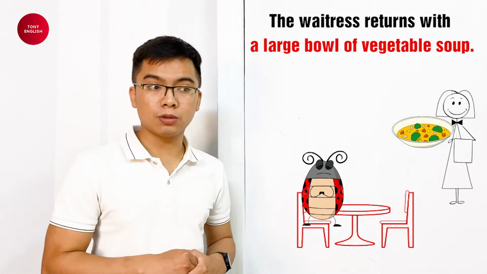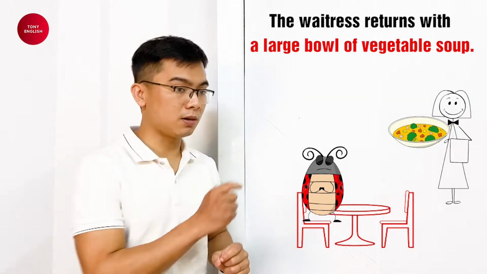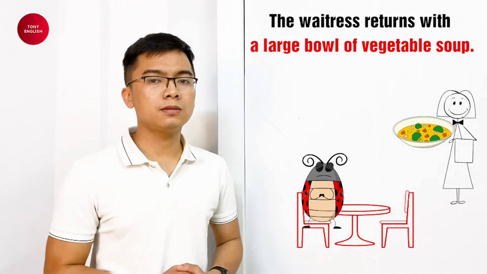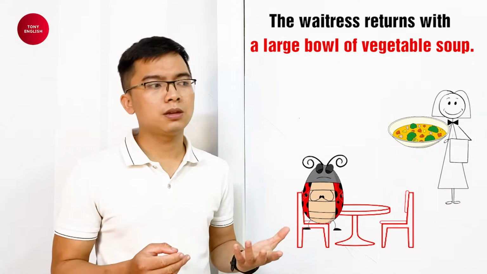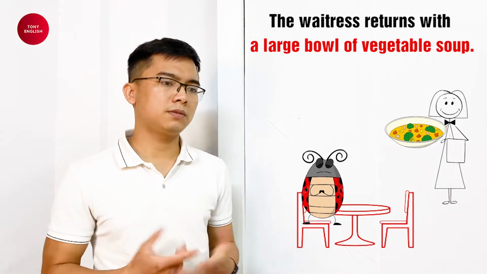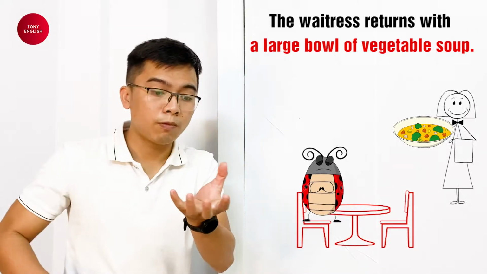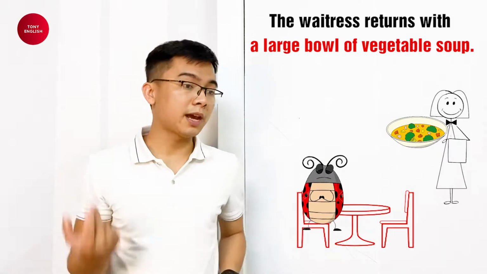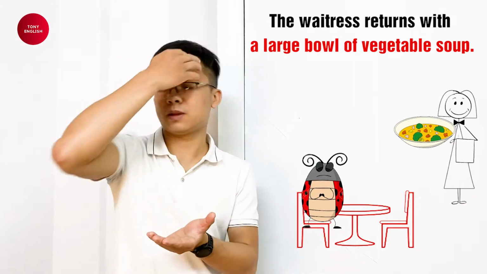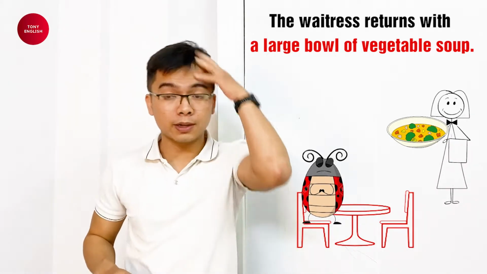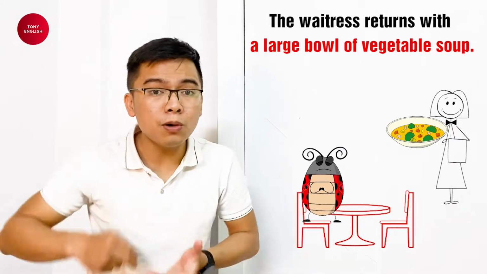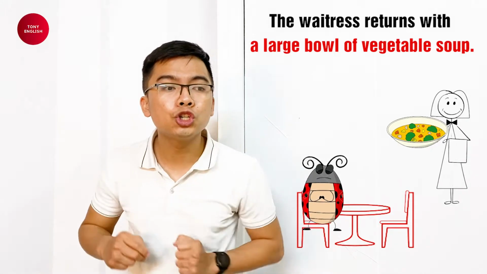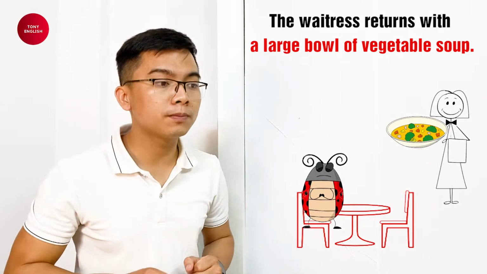Vegetable soup. Learn this first. Okay, one, two, three, go. Vegetable soup. Soup made from vegetables, maybe carrot, maybe potato, I don't know. Only vegetables. Okay, we do like this. This is the bowl of the soup, and we have vegetables. Vegetable soup. One, two, three, go. Vegetable soup. Follow me. Vegetable soup.